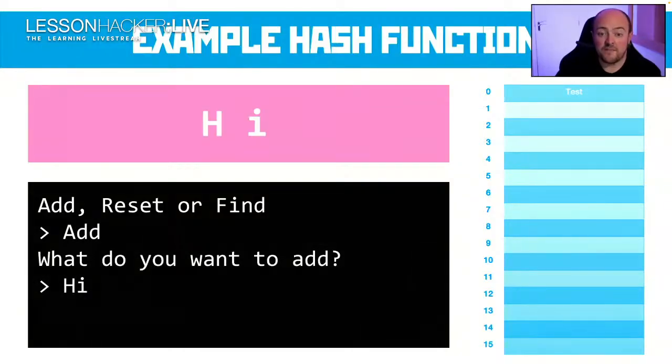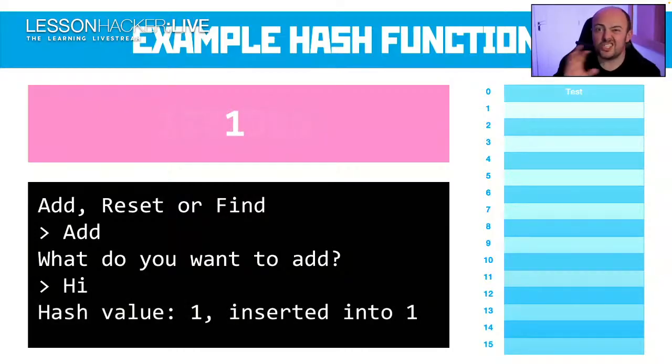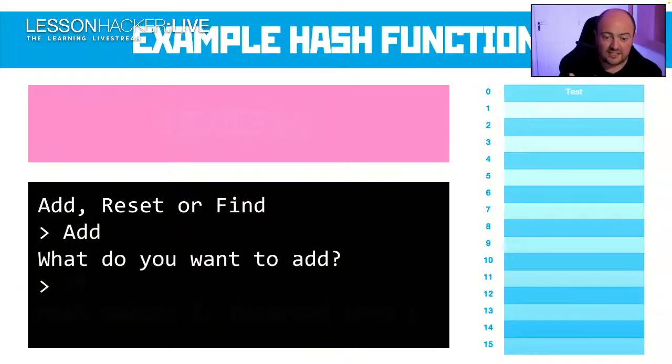Okay. We're going to add another one. I'm going to add high. Do the same thing. We work out the value of each letter and add it together. 17. Mod that 16. That's going to give us 1. That goes in position 1. So it's just sort of finding a reference. Where would that go? So if I'm going to search for it later on, then I can do that.